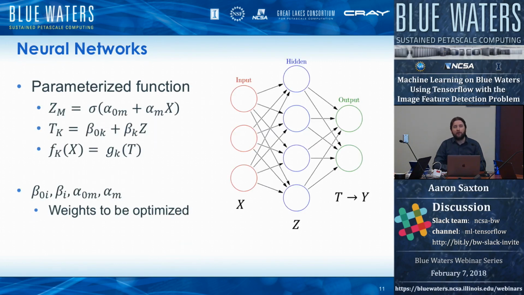Okay, so basic neural network. We have a vector for inputs. We have 3 inputs. We have a hidden layer. And we have, in this particular diagram, 2 outputs.